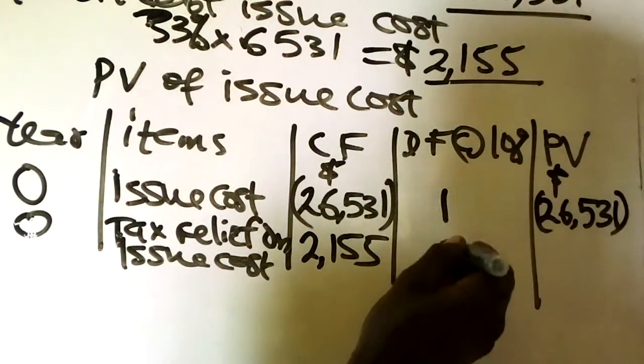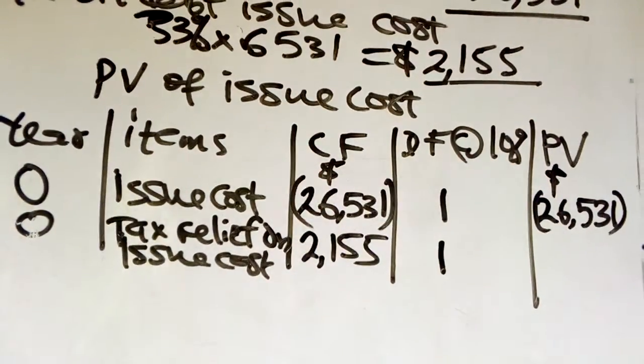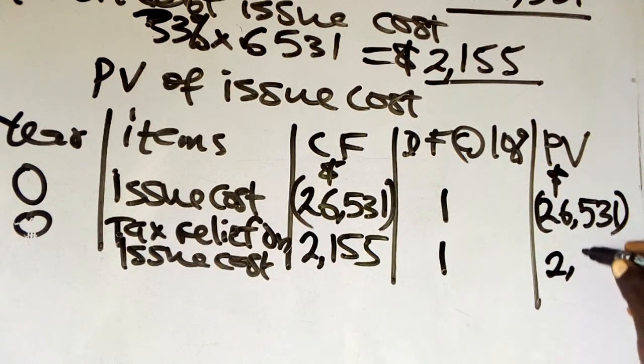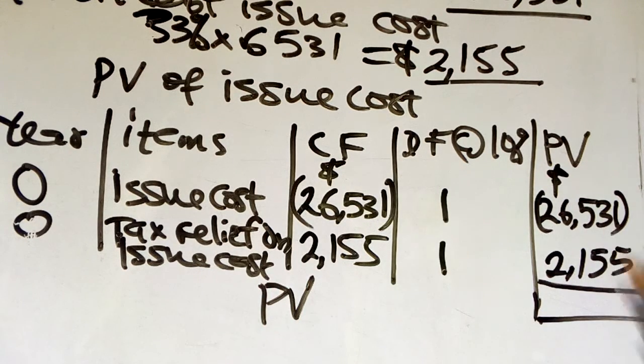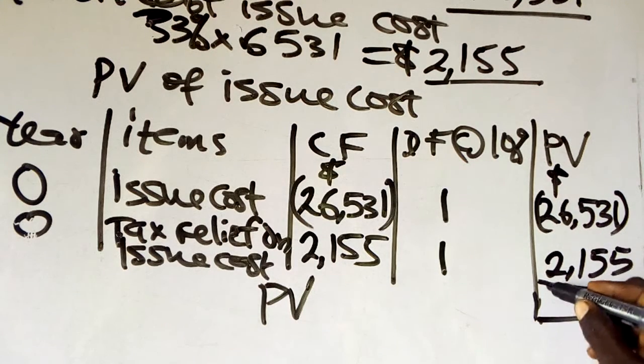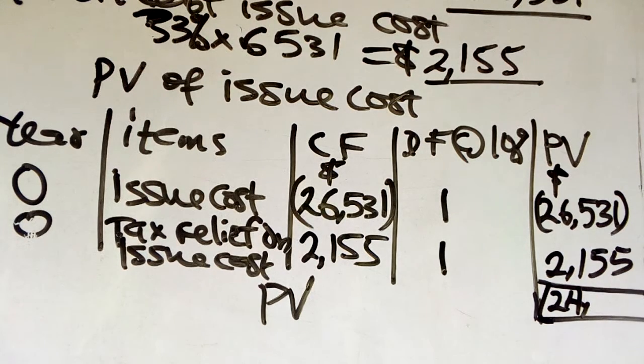So for year zero now, the discount factor will be 1. If you multiply that, you have 2,155. So what is the present value of the issue cost now? Minus 26,531 plus 2,155, then you have minus 24,376. So that is the PV of issue cost, 24,376. Then you are left with the second aspect, which is the PV of tax relief on interest.